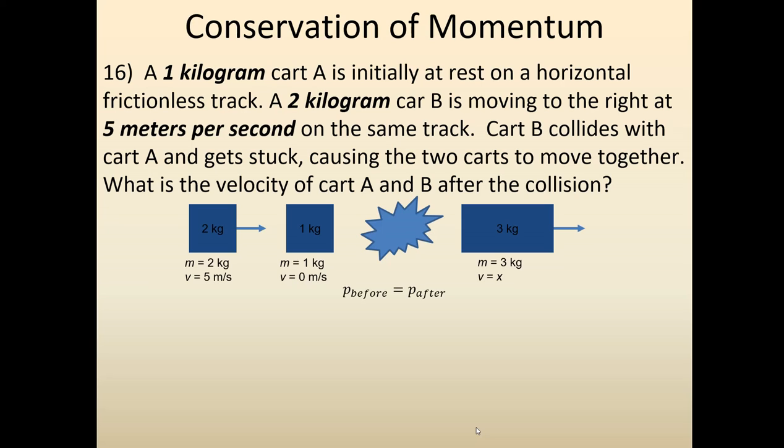So do the same thing, p before equals p after. 2 times 5 plus 1 times 0 equals 3 times x. Make sure to include your units. Clean it up. We get 10 equals 3x. Divide the 3 over, and we get that the final velocity is going to be 3.33 meters per second. So after they collide, that's the speed it's going to move with.